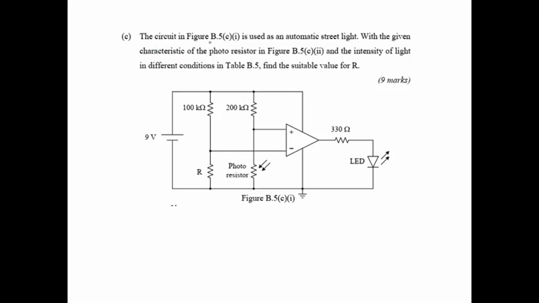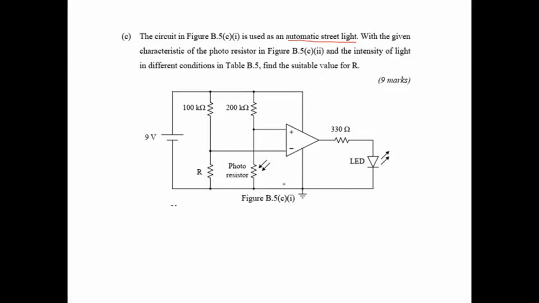The circuit in figure B.5 C1 is used as an automatic street light. The switching of the street light is automatic. The street light will turn off during the daytime and turn on during the night. With the given characteristic of the photoresistor in B5 C2 and the intensity of light in different conditions in table B5, find the suitable value for R.